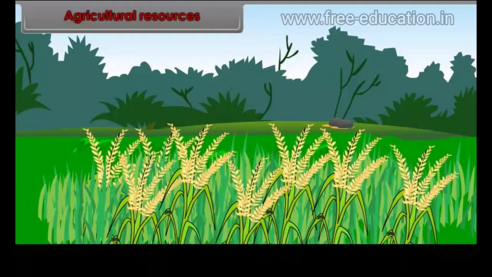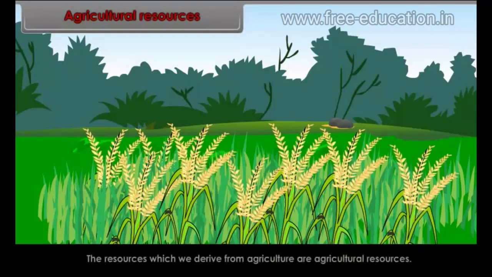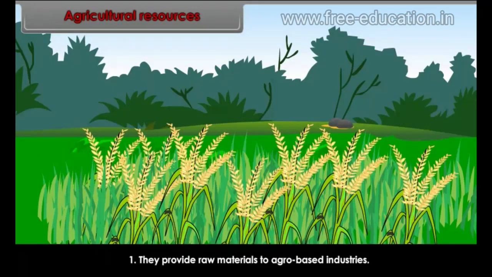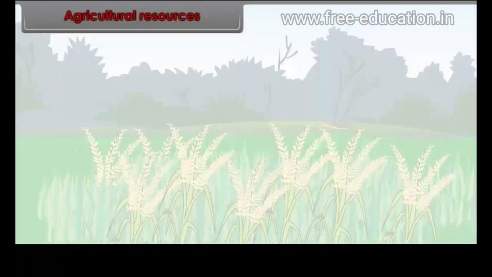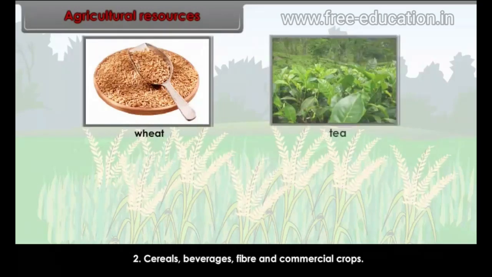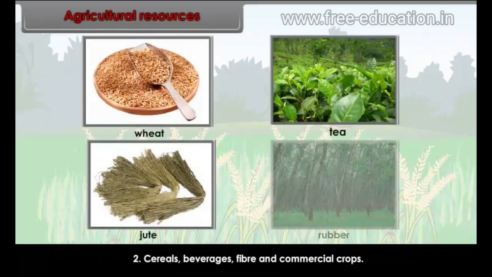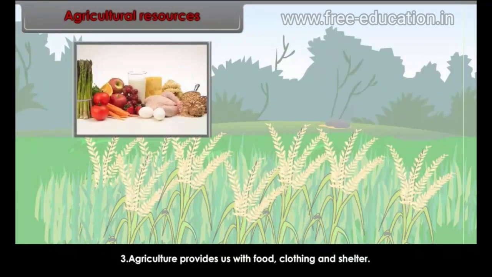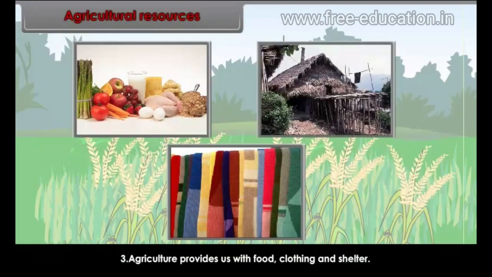Agricultural resources. The resources which we derive from agriculture are agricultural resources. Do you know the types of resources provided by agriculture? They provide raw materials to agro-based industries. Cereals, beverages, fiber and commercial crops. Agriculture provides us with food, clothing and shelter.